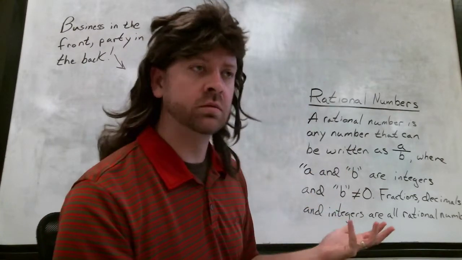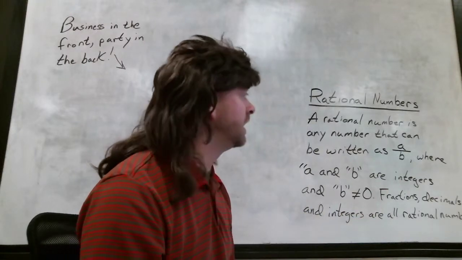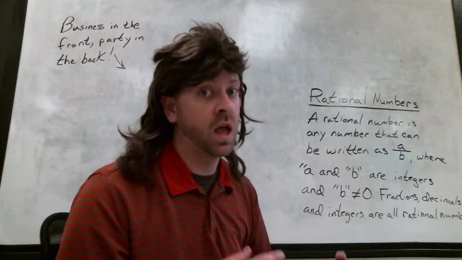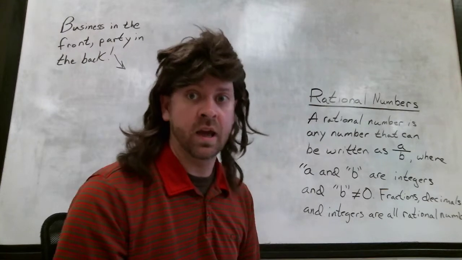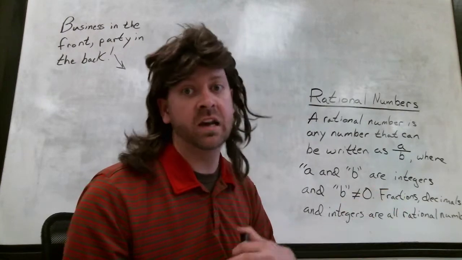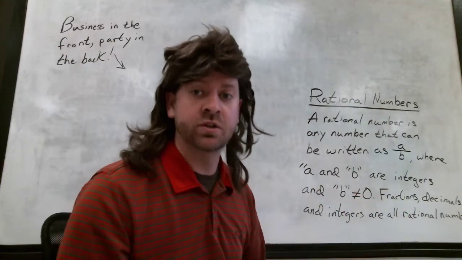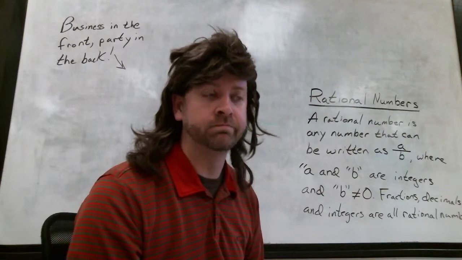Let's take a look. A rational number is any number that can be written as a over b, where a and b are integers and b does not equal 0. Fractions, decimals, and integers are all rational numbers.